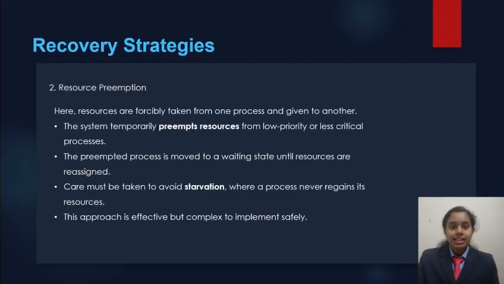The second recovery strategy is resource preemption. Here, the resources are forcefully taken from one process and given to another. The system temporarily preempts resources from low priority or less critical processes. The preempted process is moved to a wait state until the resources are reassigned. Care must be taken to avoid starvation, where a process never regains resources. This approach is effective but complex to implement safely.